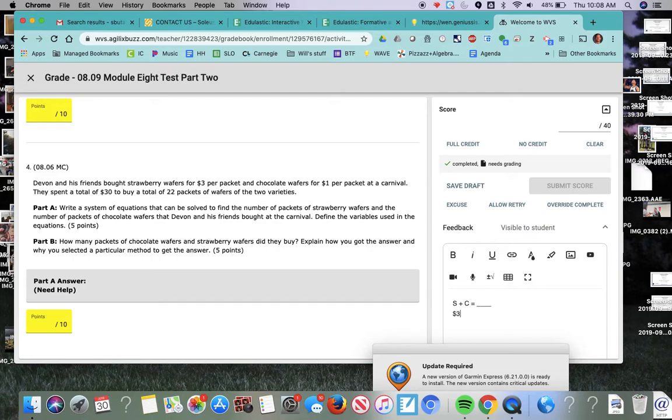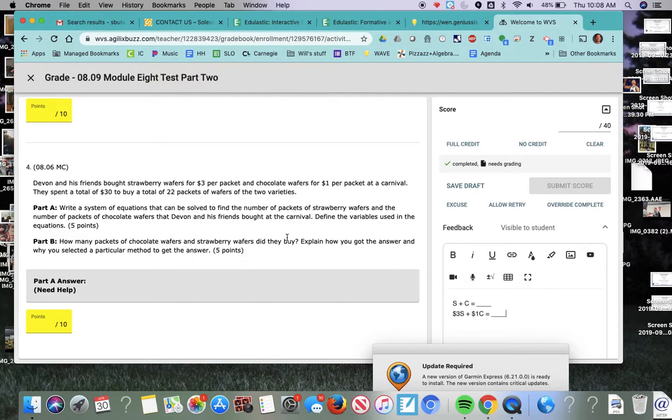So we got $3 per packet of strawberries, and we got $1 per packet of the chocolate. And if I add those together, again, what am I going to get? Okay, so there's a little more help than I typically like to give on a test, but I'm hoping this can kind of nudge you forward and get the rest of this. So once you have your system, it asks you to define the variables in the equation, and then part B, how many packets of chocolate wafers. So finally you're going to solve it.